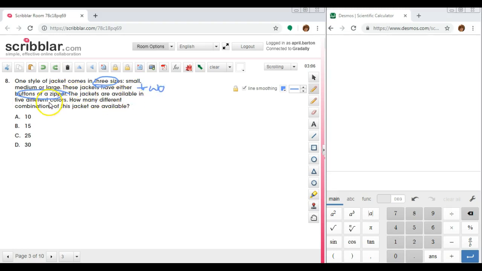The jackets are available in 5 different colors. So there's 5 colors to choose from. How many different combinations of this jacket are available?